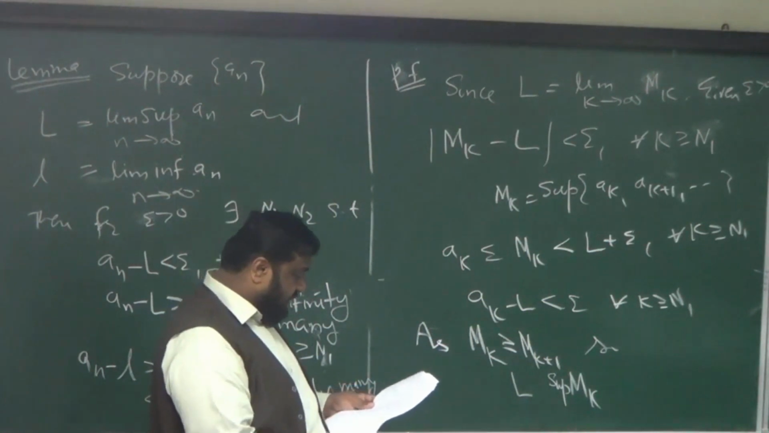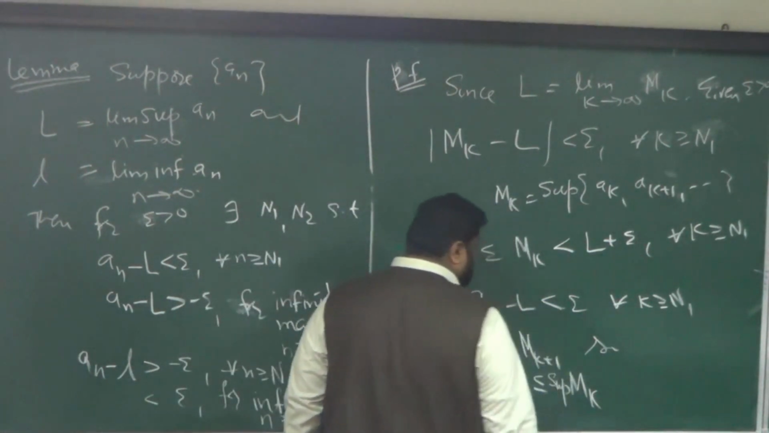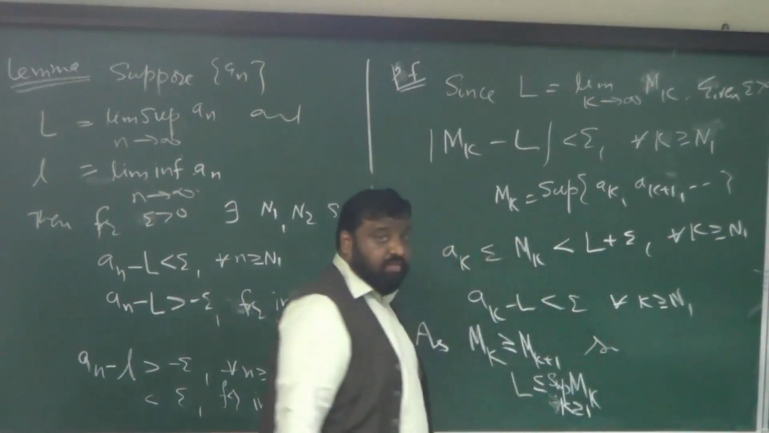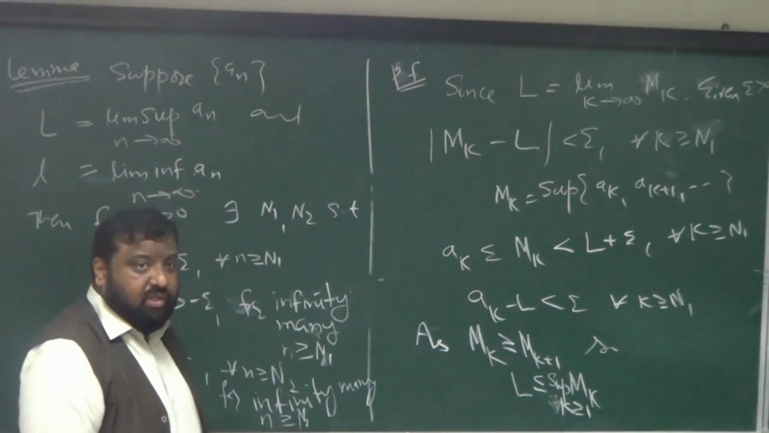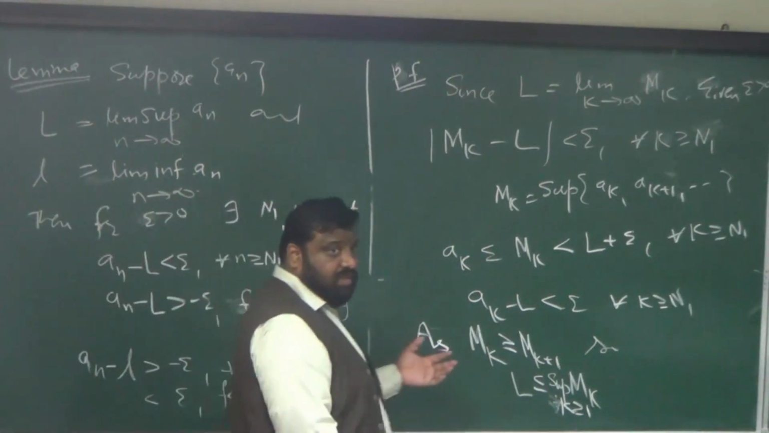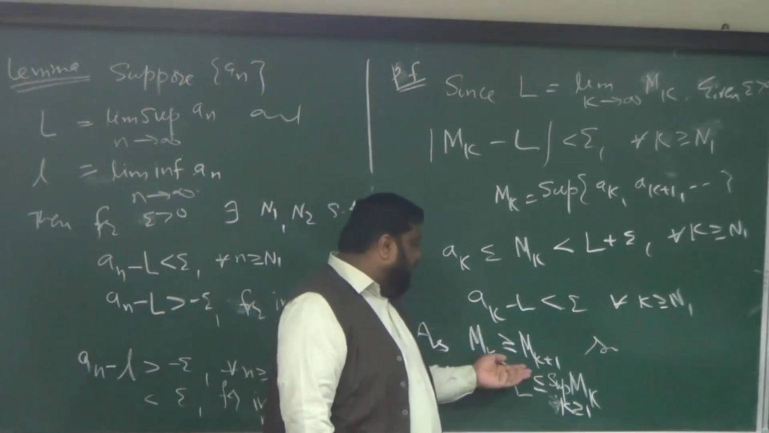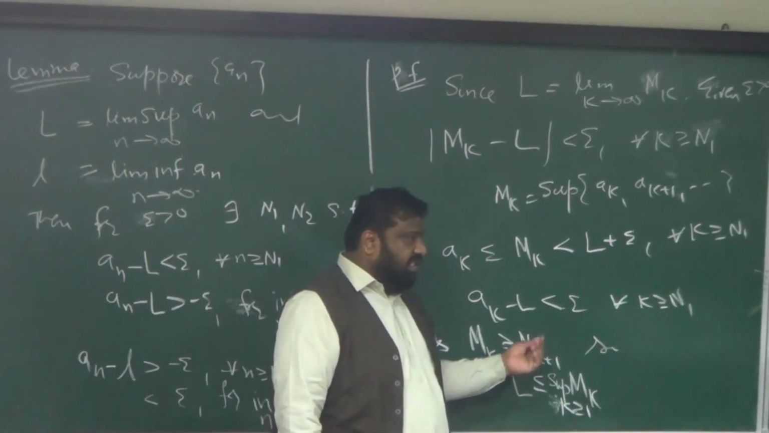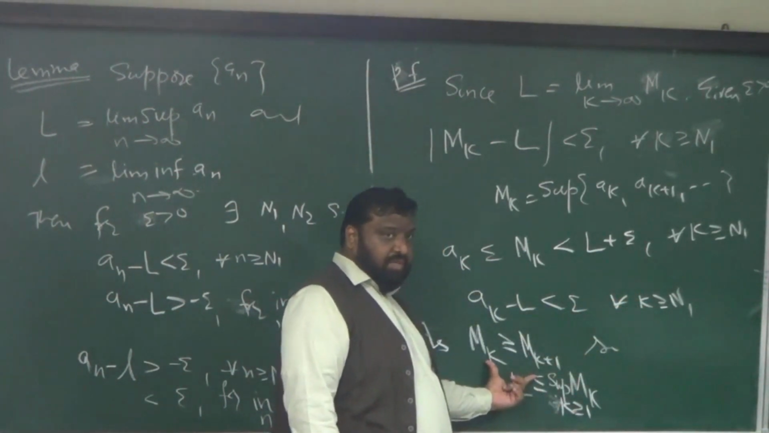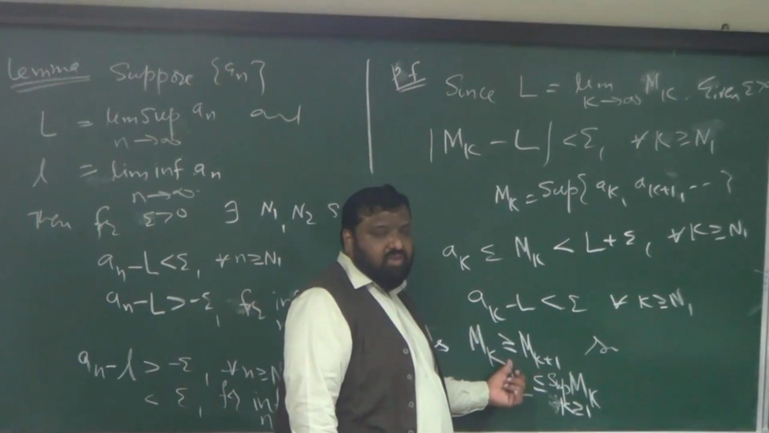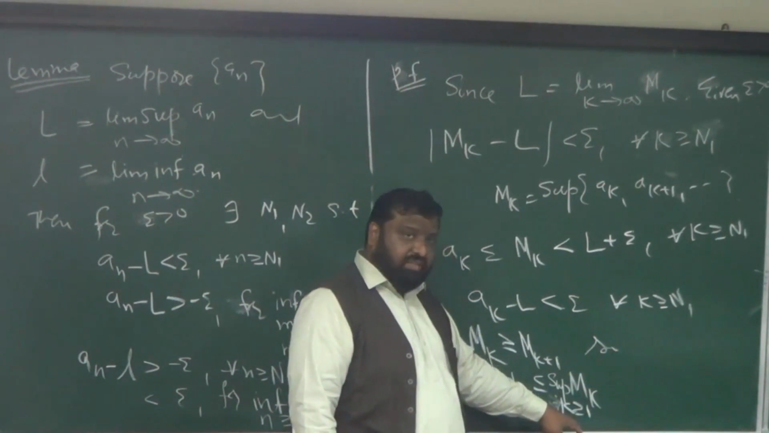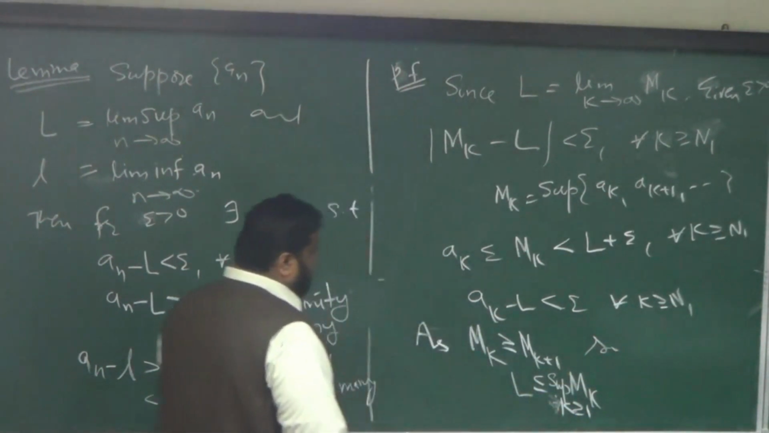This must be less than or equal to L for all k. This is true for all k. If you are saying that this sequence is decreasing and bounded below, it must converge to the infimum of all these numbers. That infimum must be smaller than or equal to each of the terms. The infimum is smaller than every term. So that's what we are saying.